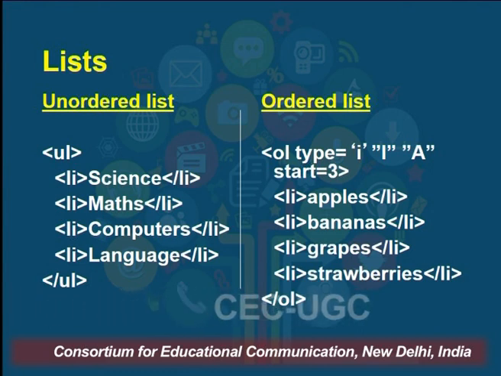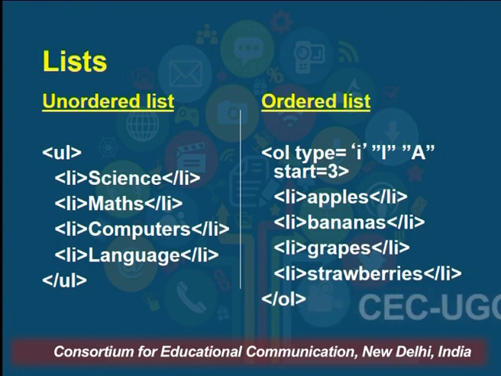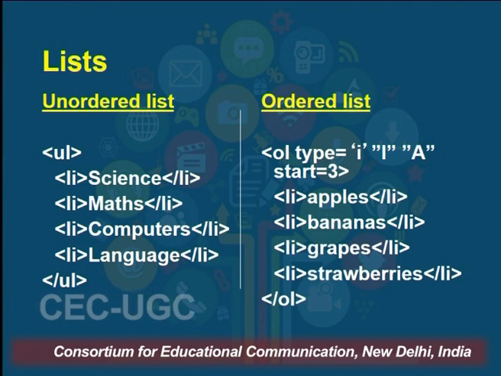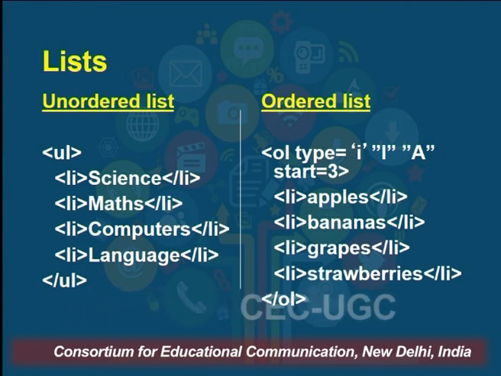So you can give Roman or numbers or whatever type you want, and you can also give the point from where you want the list to start. Say for example, if you want the list to start from the third numeral, right? So you will write start is equal to 3. Okay, so different types of ordered lists can be made, whether numeric or alphabetic, etc.